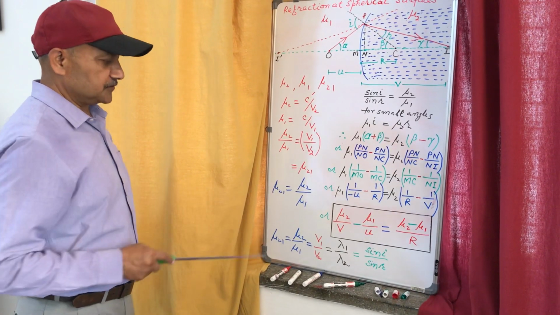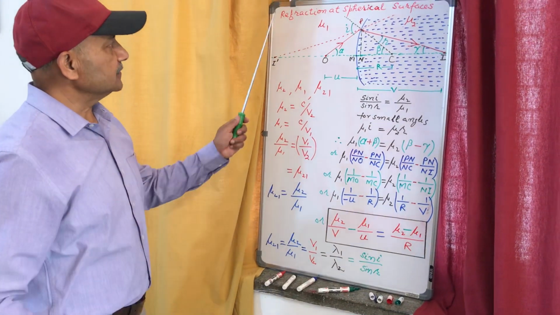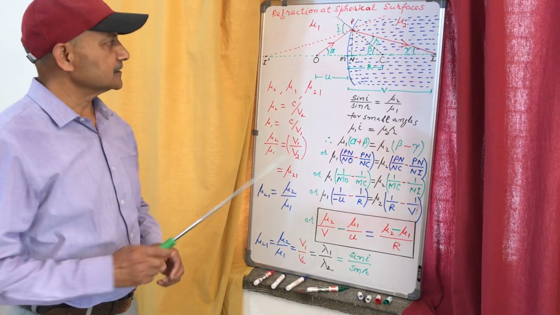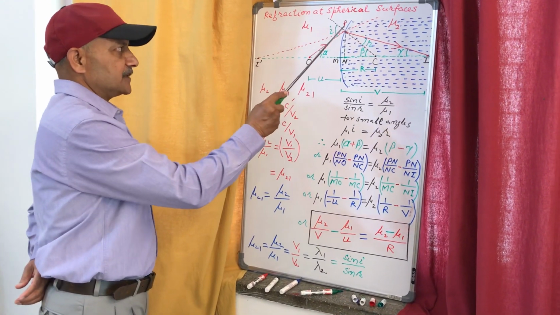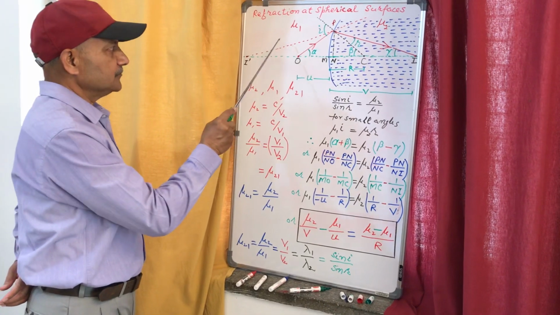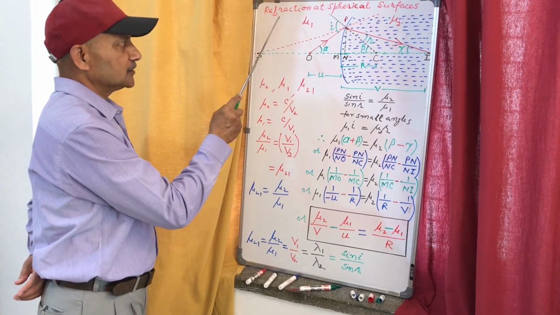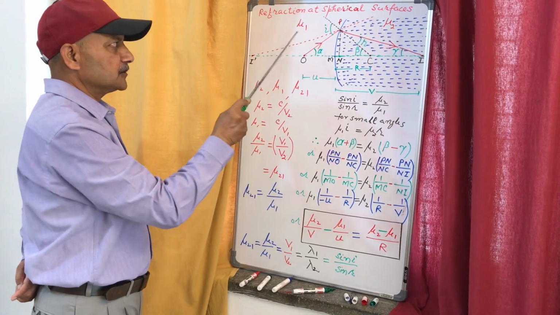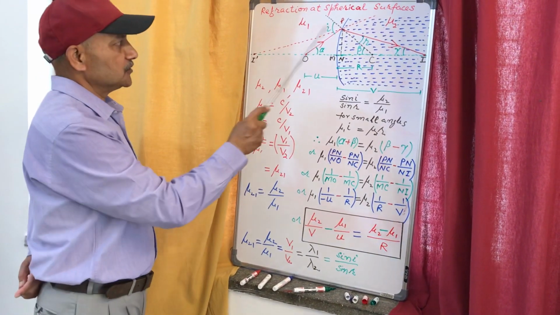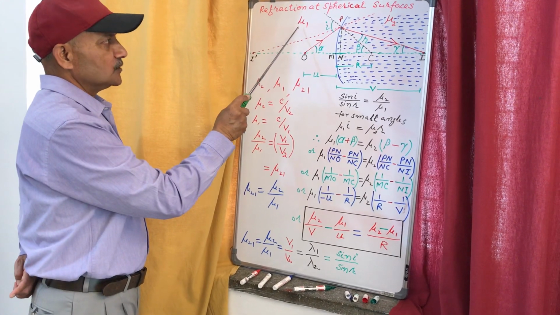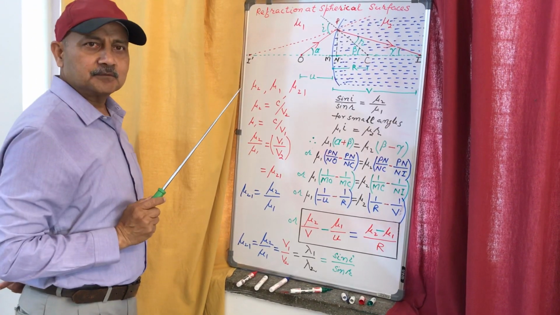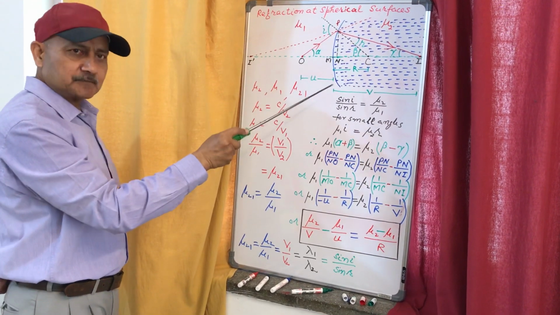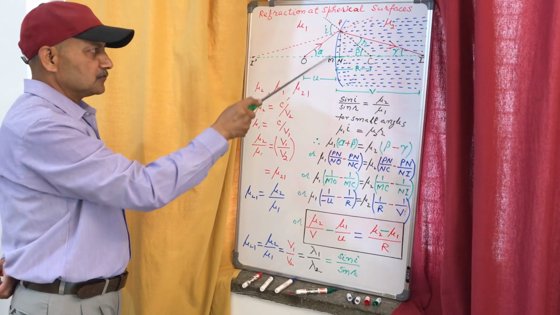Now, on the basis of this relation, we are studying refraction at spherical surfaces. This is the interface of two media, one on the left side, the second on the right side, and this common boundary of the two media is known as the interface. Its refractive index is mu1, its refractive index is mu2. And this is a spherical surface which is transparent. This is part of the sphere.